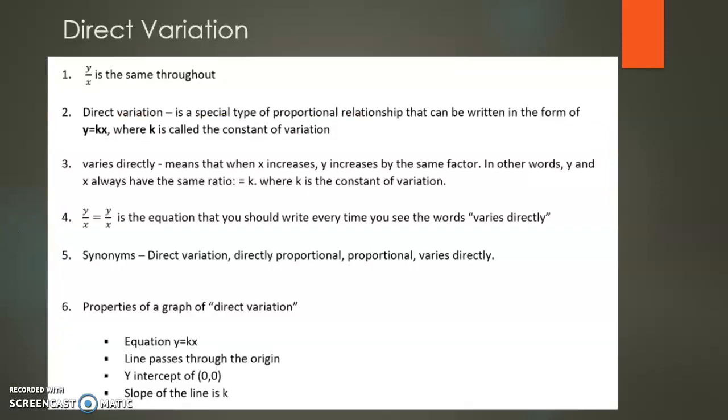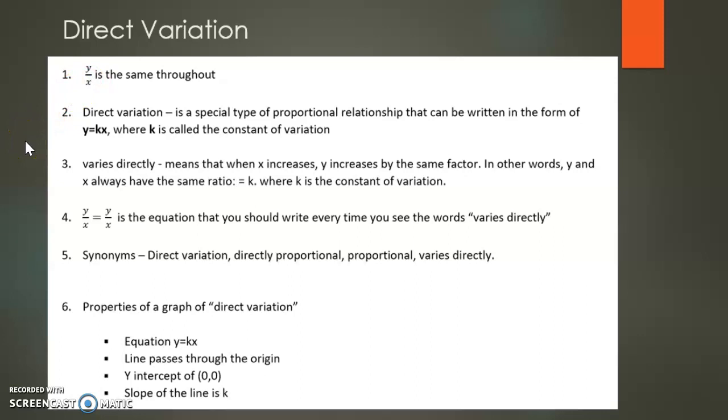Some characteristics of a direct variation: y over x is the same throughout. So for every data point in the table, you are going to simplify y over x, and if it is the same, then it is a direct variation. If it is not the same, it is not a direct variation. Direct variation can be written in the form y equals kx, where k is called the constant of variation. Once you do this y over x and you simplify it, that is actually your k.